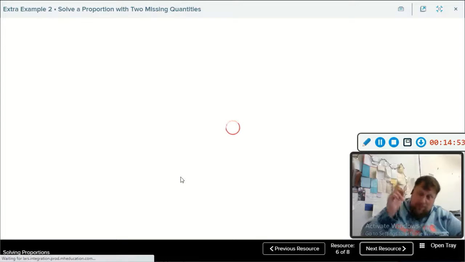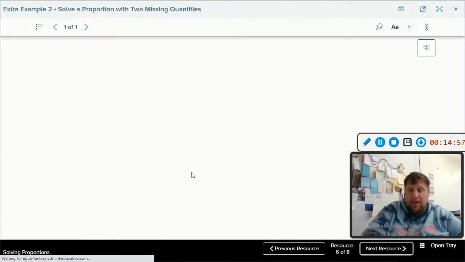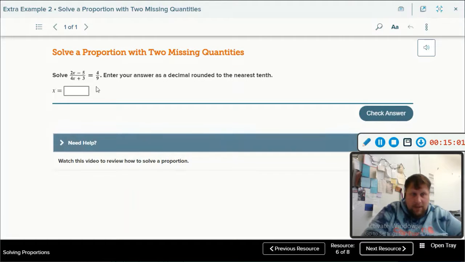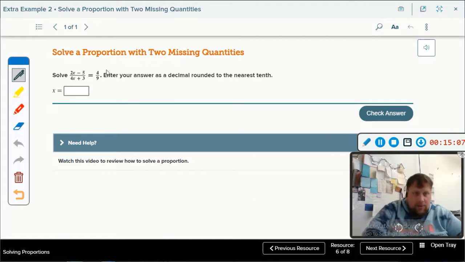Really, proportions is just all about solving. We're just going to solve a lot of proportions. You get a lot of practice in your homework today. And it doesn't even matter if they look ugly like this because we're still going to cross multiply. And when I cross multiply, look at what I get.